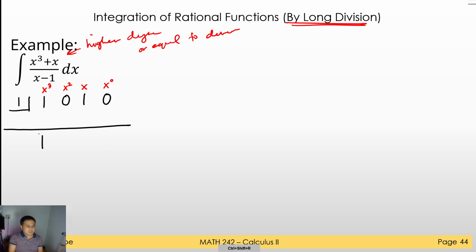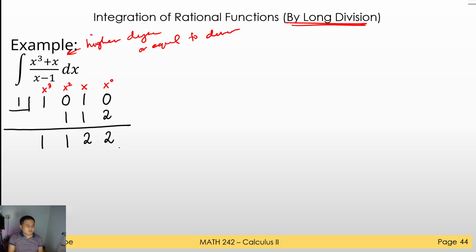The first operation is just bring down the first one, this one. And then the next step is to multiply this by 1. So this will be 1 times 1, so 1. And then after that, add. So we have 0 plus 1, 1. So do this again, multiply this 1 by another 1. So this will be just another 1. And then you have 1 here. So 1 plus 1 is 2. And then multiply this again. So you have 2 here. And then after that, 0 plus 2 is 2.